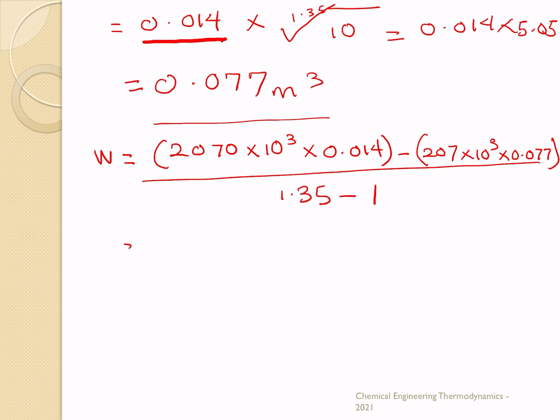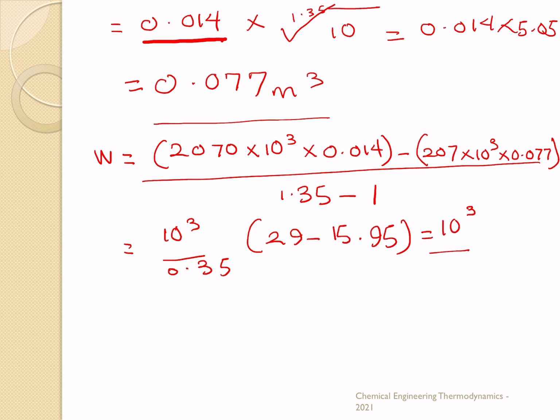If you solve that, 10 raised to the power 3, 0.35, 29 minus 15.95 gives us 10 raised to the power 3, 0.35 times 13.05. If you solve that, it should give us 37.3 times 10 raised to the power 3.